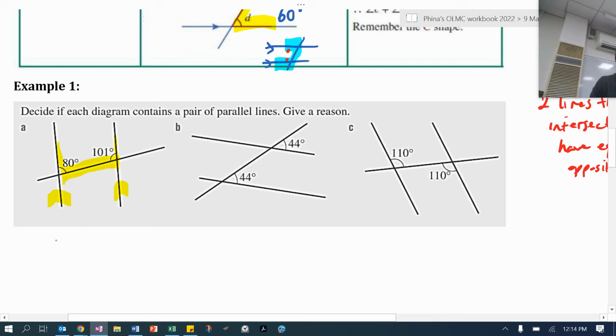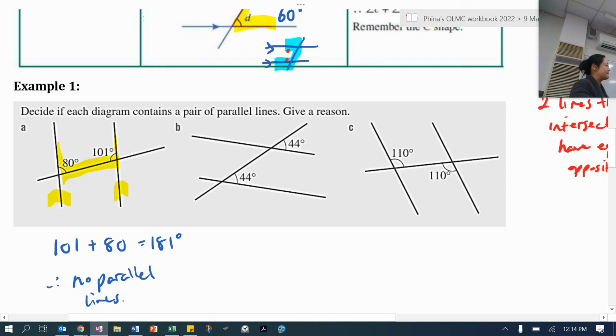Yeah, they don't add up to 180. So 101 plus 80 is equal to 181 degrees. So therefore, no parallel lines. Just give some reason. Okay. They just want some kind of justification to say why not.